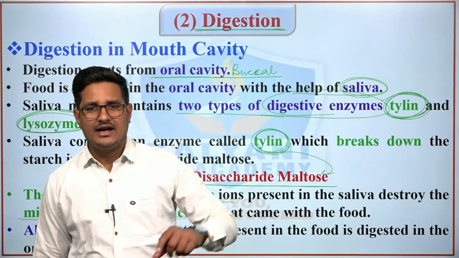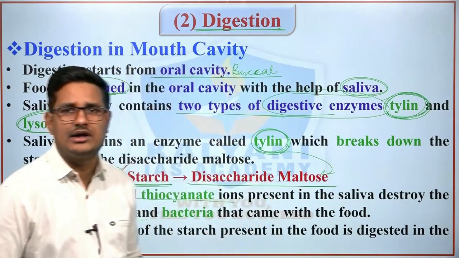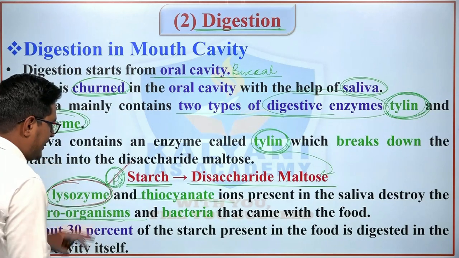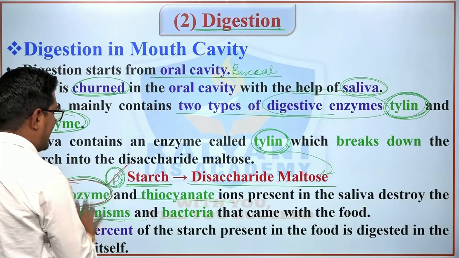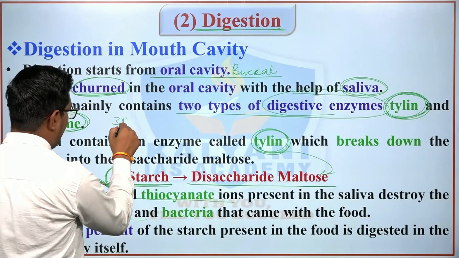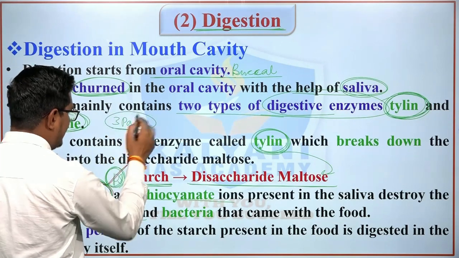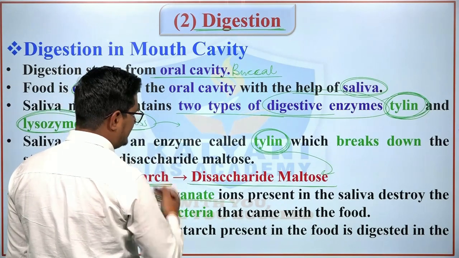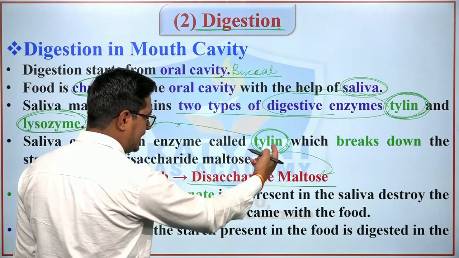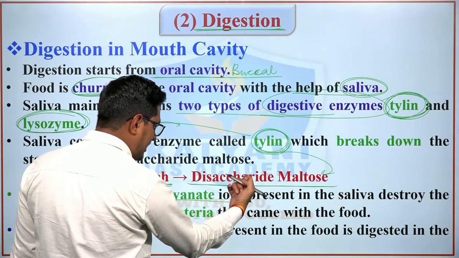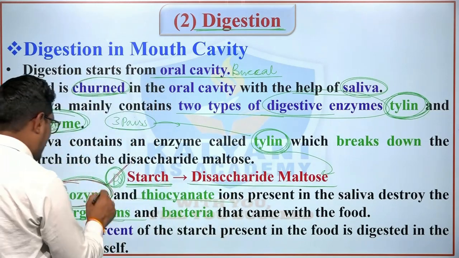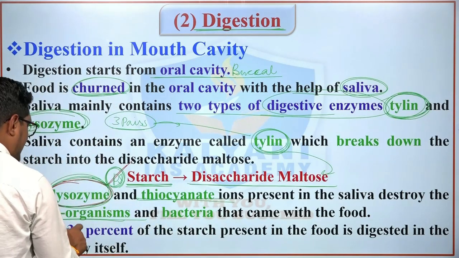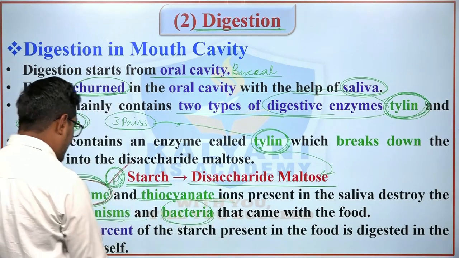So if there are bacteria or any microorganisms in our food, right, by what are they destroyed? They are destroyed by lysozyme, right? So in this way, there are three pairs of salivary glands, and saliva is secreted from the salivary glands, in which ptyalin enzyme is found, which breaks down starch into the disaccharide maltose, and lysozyme, along with thiocyanate ions, destroys microorganisms or bacteria.